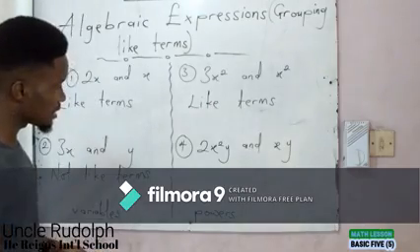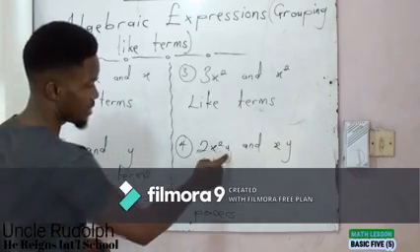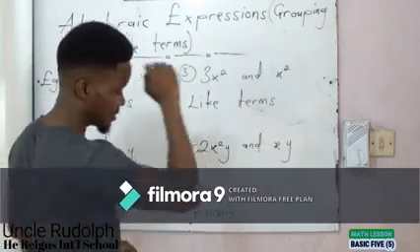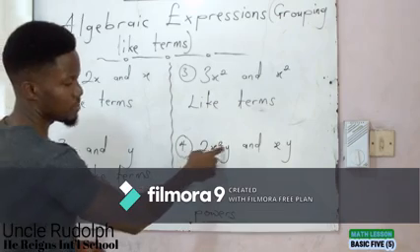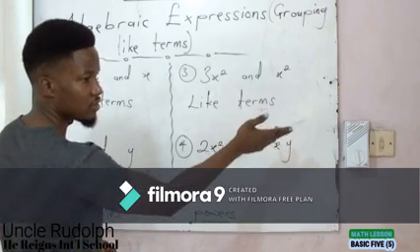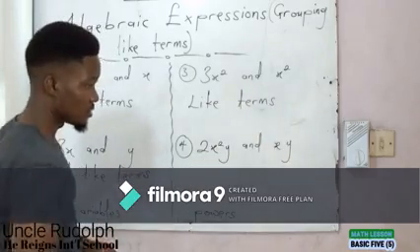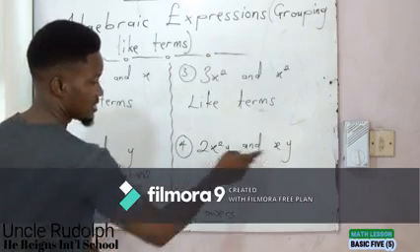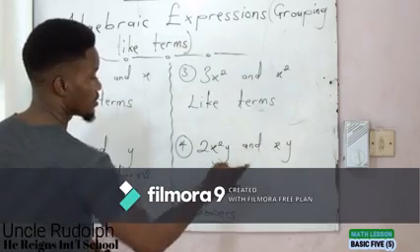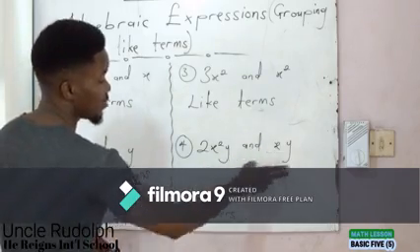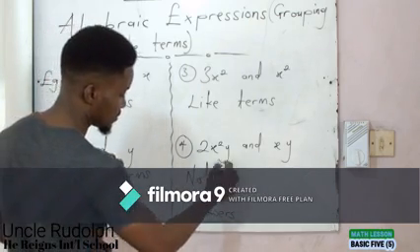And to our final example for this section, we have 2x squared y and xy. Clearly shown, x is raised to the power 2 over here, but x is raised to the power 1 over here. Now, y is also on its own, which means that the powers of x are not common, and only the powers of y are common. So we say they are not like terms.